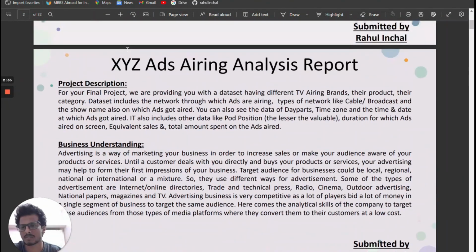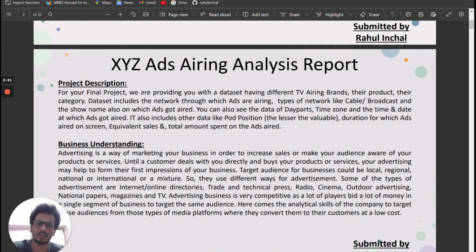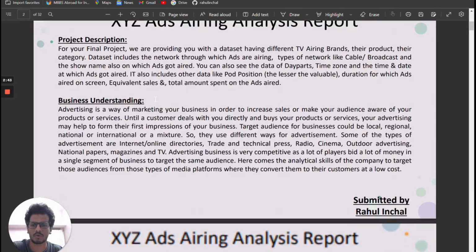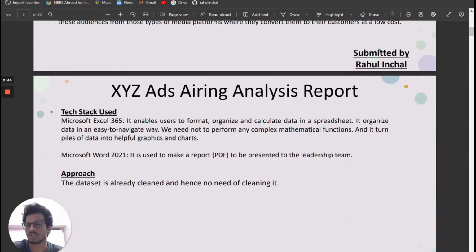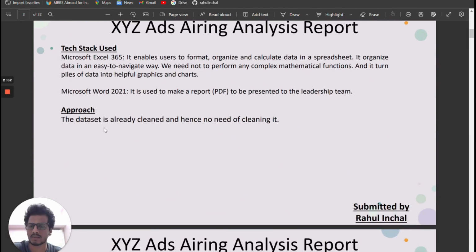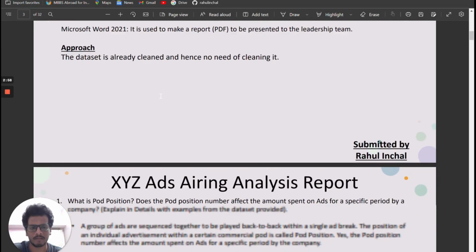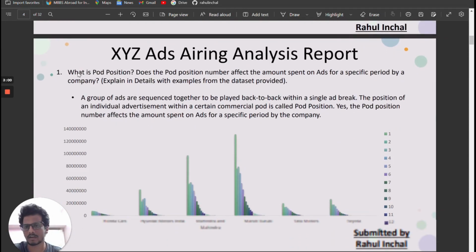Now, project description. We are supposed to find answers to the given questions which we are going to study. The tech stack which I have used is of course Microsoft Excel, where the data was cleaned, and I have used Microsoft Word to make this PPT. Fine, let's start with the first question.